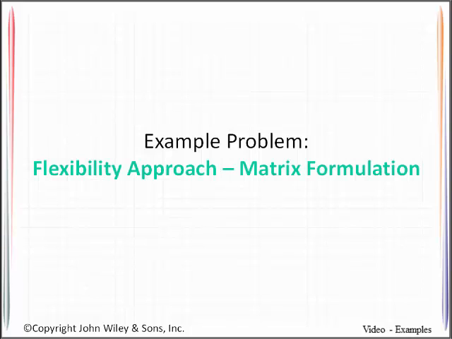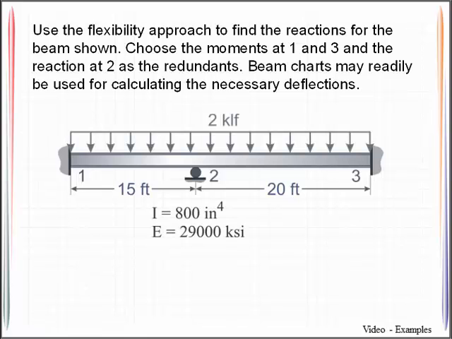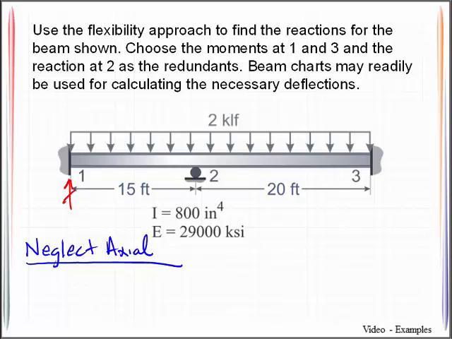In this example, you will learn how to assemble a flexibility matrix and use it to solve for unknown redundant forces. We're being asked to use the flexibility approach to find the reactions of this particular beam. First thing we want to do is check the determinacy, and we will go ahead and neglect the axial motion on this. And so I want to identify the reactions that I have associated with this.